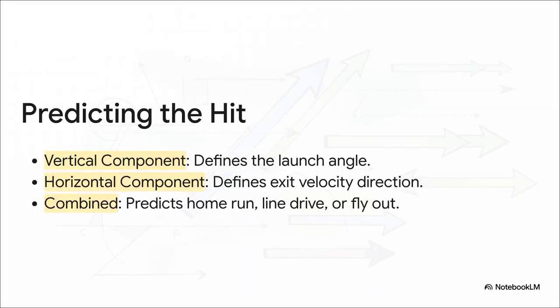And here's the payoff. That vertical component tells them the ball's launch angle. Is it a grounder or a fly ball? The horizontal component tells them the exit velocity. How hard was it hit? By looking at just those two numbers, teams can predict almost instantly whether a hit is likely to be a home run or just a routine out. This has literally changed how hitters are coached and how teams build their strategy.